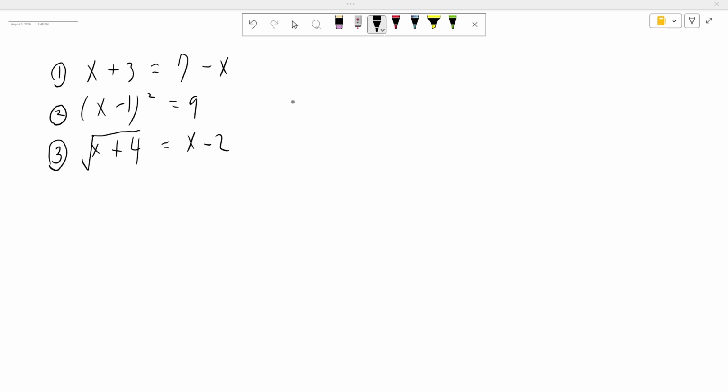Hi, in this video, I wanted to talk about something that I believe is important when looking at equations. This first one here is called a linear equation. The second one is a quadratic equation. And this third one is a radical equation. So we have three different types of equations here. And I'm actually gonna start with this third one.